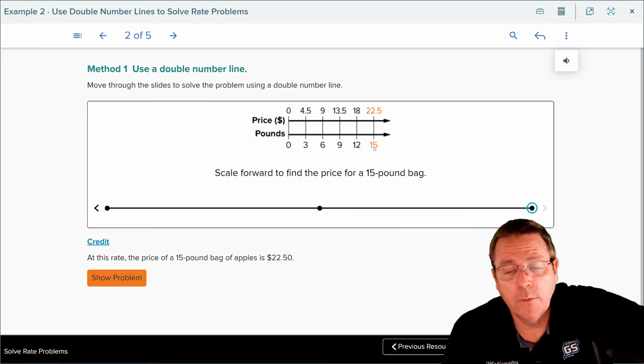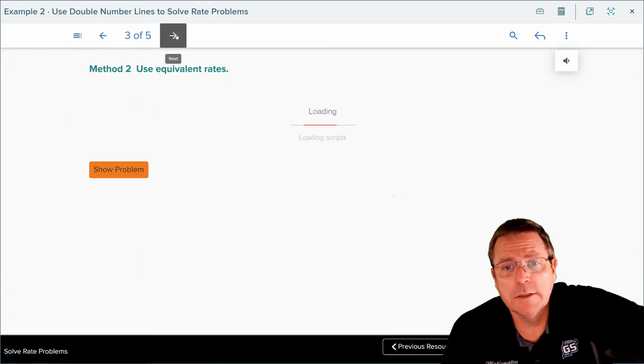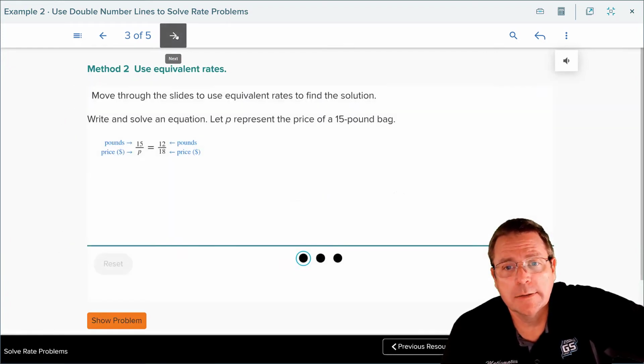That's a perfectly good way to solve this. I'm not a huge fan of the double number line because I just don't like working them. They're not fun to me. I would much rather use the equivalent rates, which is what we're going to do next.